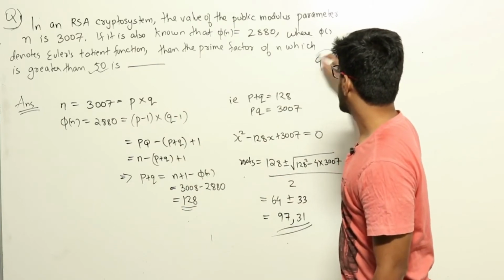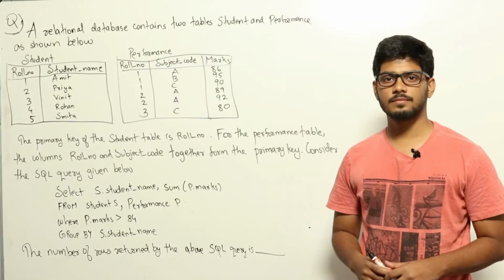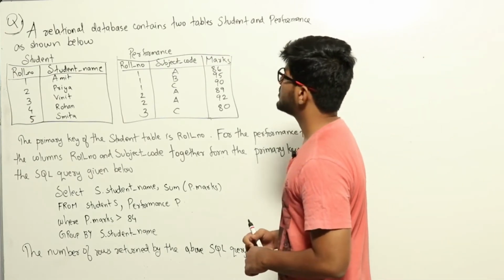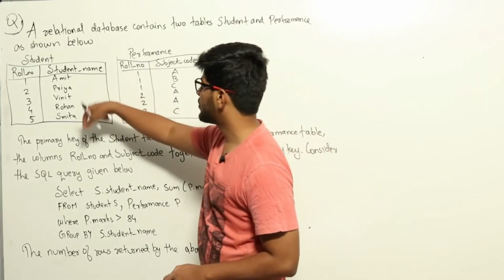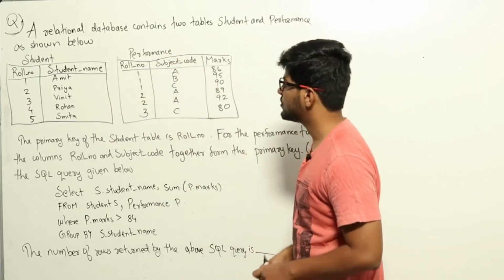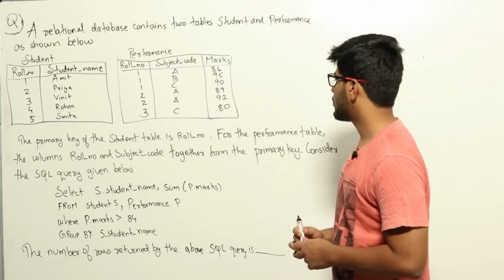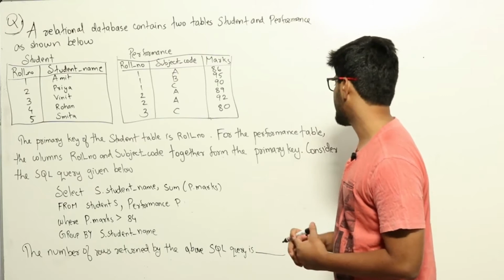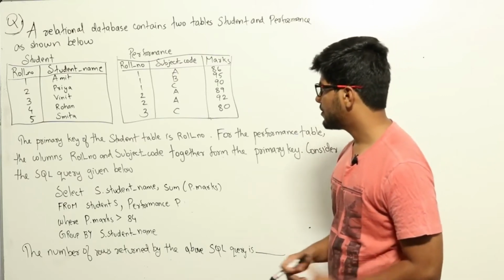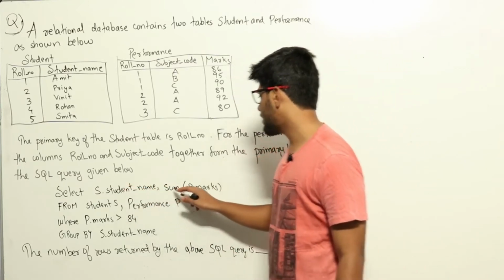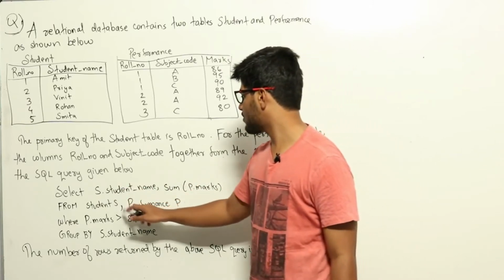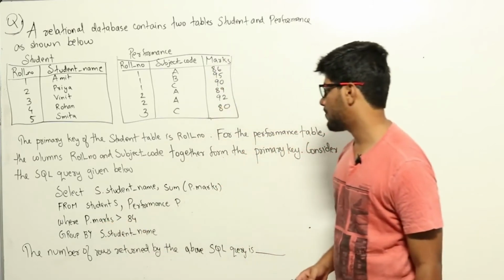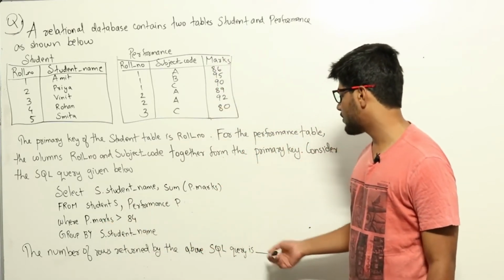97. A relational database contains two tables, student and performance, as shown below. This is the student table having 5 rows. This is the performance table having 6 rows. The primary key of the student table is roll number. For the performance table, the columns roll number and subject code together form the primary key. Consider the SQL query given below. Select s.student_name, sum of p.marks from student s, performance p, where p.marks greater than 84, group by s.student_name. The number of rows returned by the above SQL query is dash.